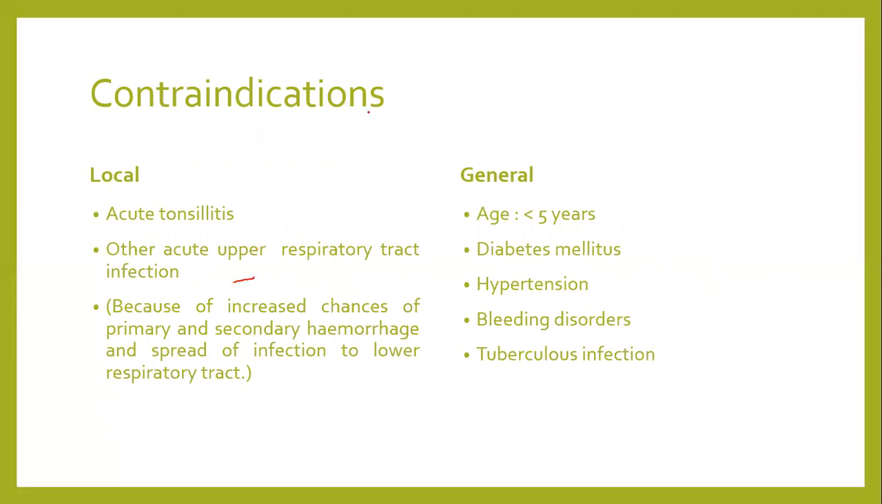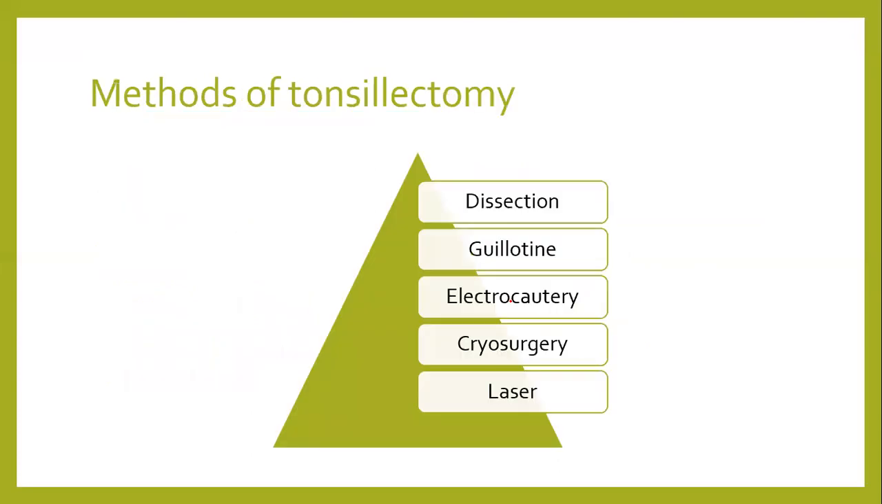Then, contraindications of tonsillectomy are again divided into local and general. Acute tonsillitis: if the patient has acute tonsillitis, it cannot be performed. It is only done during the recurrent attack of chronic tonsillitis. Then other acute upper respiratory tract infections, because they can increase the chances of hemorrhage and the spread of infection will be high. General contraindications include age less than 5 years, diabetes mellitus, hypertension, bleeding disorders, and tuberculosis infection.